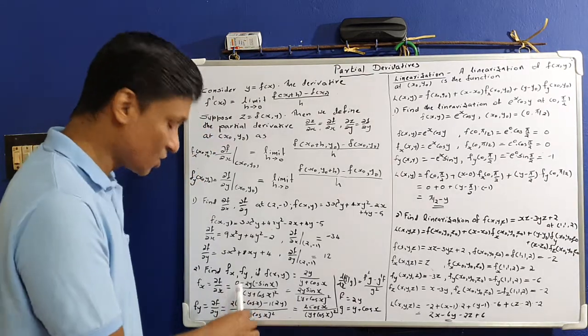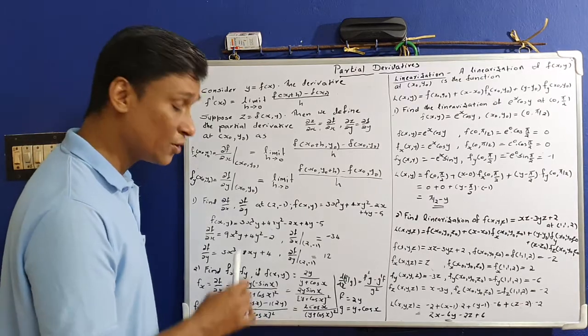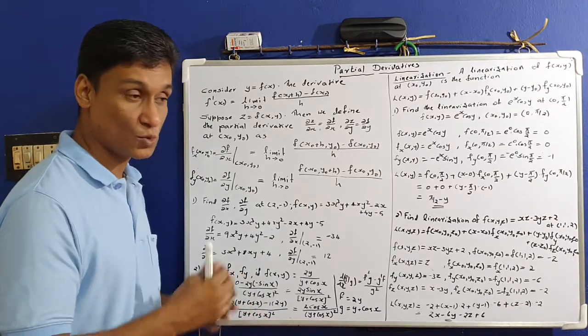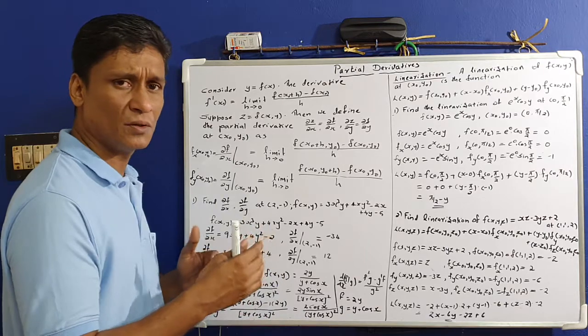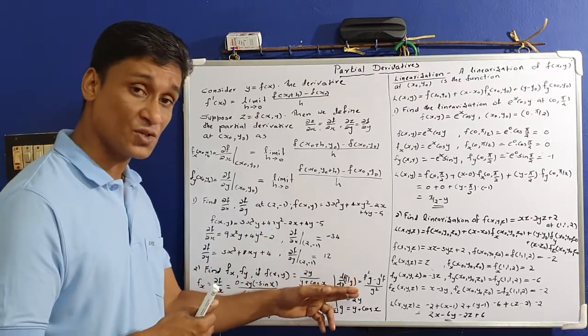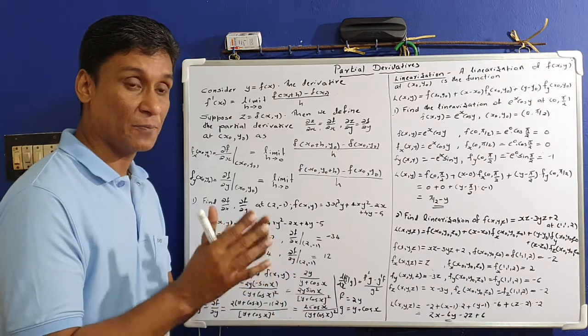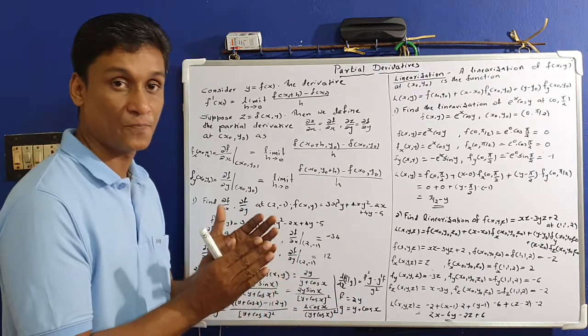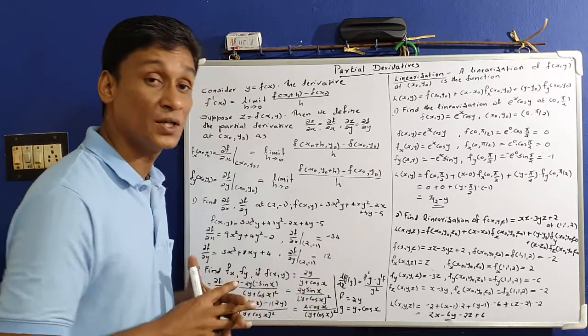So this is our second example. We have found ∂f/∂x and ∂f/∂y using the rule d/dx of f/g is (f'g − g'f)/g². The only thing is that we are applying partial differentiation in the place of d/dx.